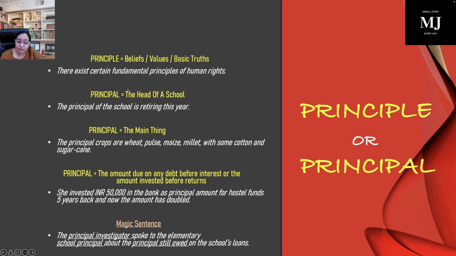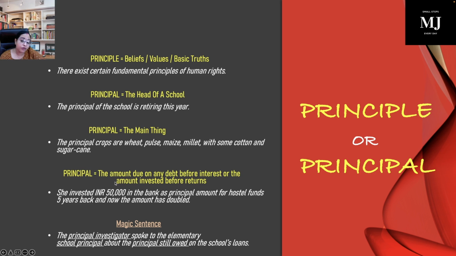Okay, the other principal with AL, that means the same spelling, is the main thing, the main element of something. For example, in a state, a lot of crops are grown, but the main crops are wheat, pulse, maize, millet, and others. So, what we will say? We will say the principal crops are, that means the main crops are wheat, pulse, maize, millet, with some cotton and sugarcane. So, this principal is actually the main element, the main thing.